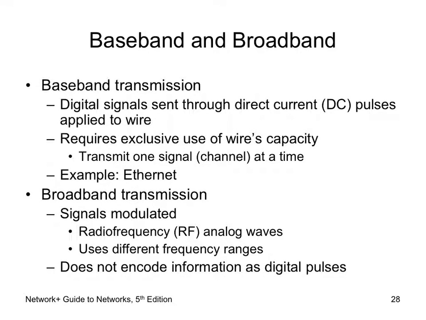It requires exclusive use of the wire's capacity, one channel at a time. Example, Ethernet. And so our Ethernet we have here connected to your computers, that goes into switches back there, has a small DC current running through it. Next would be broadband transmission. Broadband transmission would be signals modulated, analog waves, does not encode the information as digital signals do.